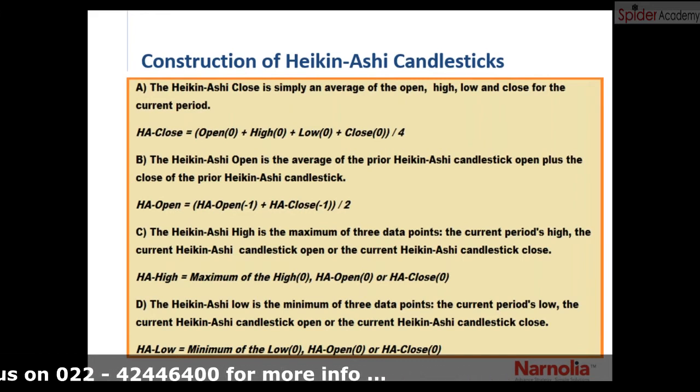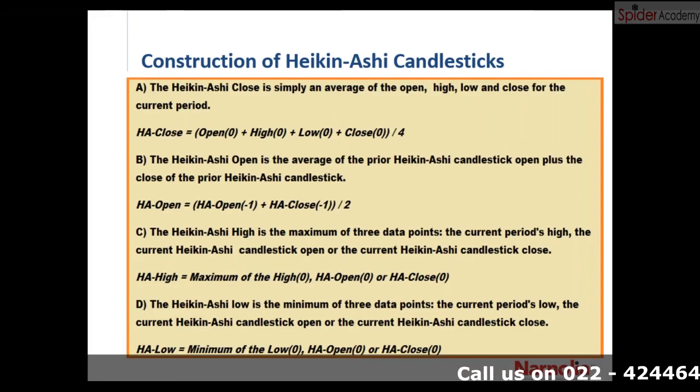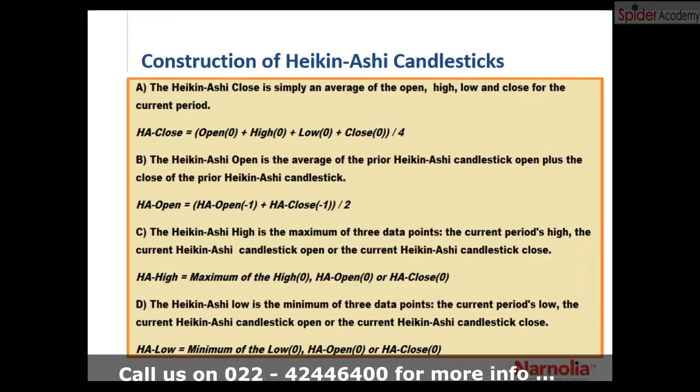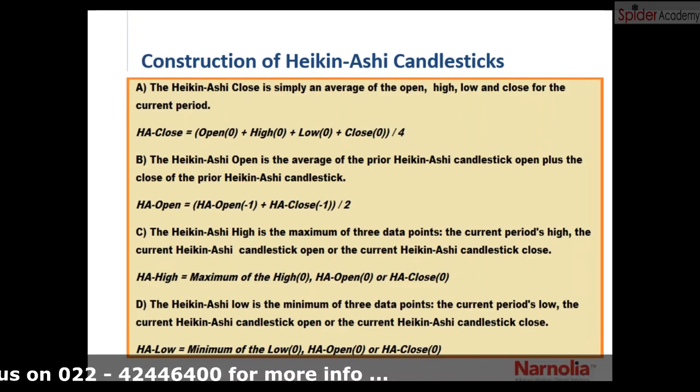See, I'm trying to explain in simpler words. HA open plus HA close divided by 2 of the previous Heikin candle means what? Can we say this is the midpoint of the previous Heikin candle? Yes. So we saw one: the pivot point of the current candle, and the midpoint of the last Heikin candle.